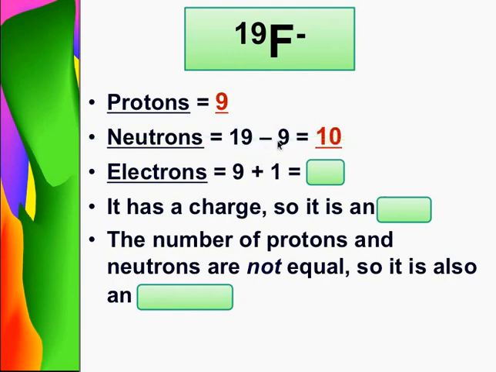The electrons, remember that's a -1, but we're going to change the sign of it and add it to the number of protons. 9 plus 1 gives you 10 electrons. It does have a charge. If it has any kind of charge at all, it's an ion. And the number of protons do not equal the number of neutrons, so it's also an isotope.